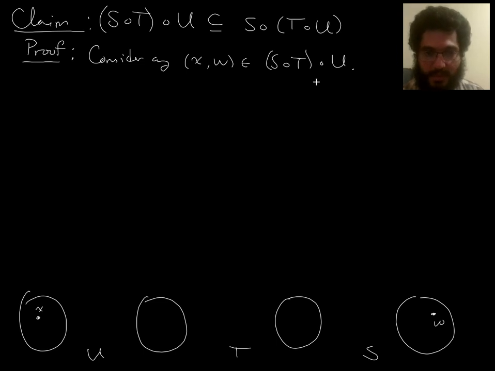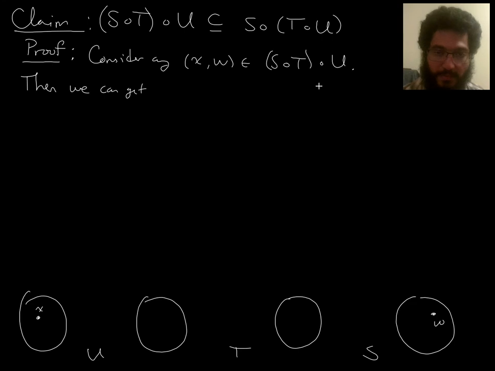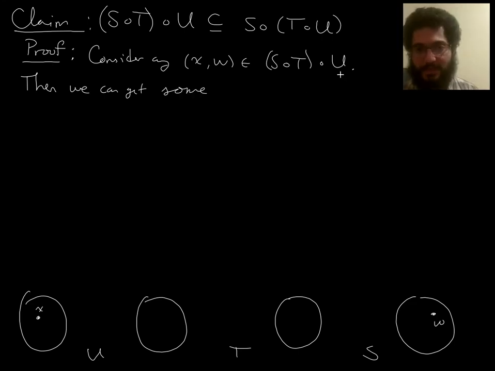Now, since this is in a composite, I can apply the definition of composition. So then we can get a middleman. Okay, where's the middleman going to sit? It's going to sit in the range of u, and it will also sit in the domain of S composed with T. That's where the middleman will be.